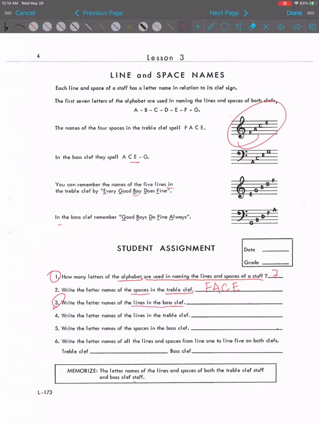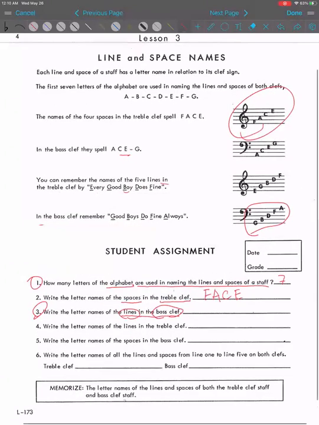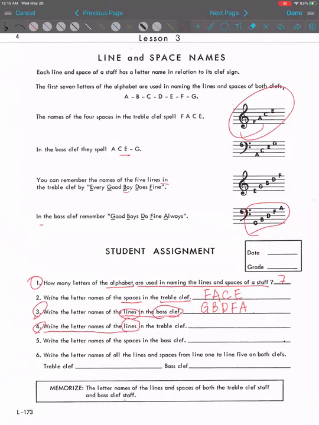So in bass clef and line notes. So you look at this one, the 4th one here. So it will be G, B, D, F, and A. Number 4, write the letter names of the lines in the treble clef. So treble clef is here, and lines are going to be the 3rd one here. So this will be the answer to question number 4. The answer will be E, G, B, D, F.